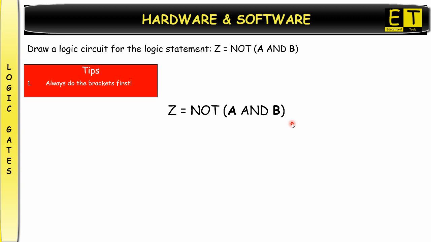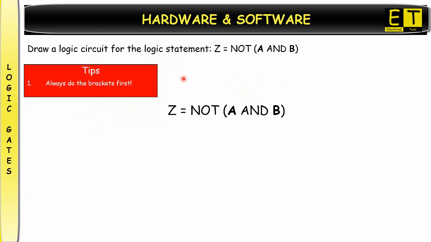There is a very high chance of a question like this coming up in your exam. Drawing a logic circuit for a logic statement. So the logic statement we've been given here is Z equals NOT (A AND B). And what we need to do is combine the logic gates together to make this statement. As you can see from this statement, we have two logic gates. We have the AND gate and the NOT gate. And always remember, when dealing with logic statements, do the brackets first.